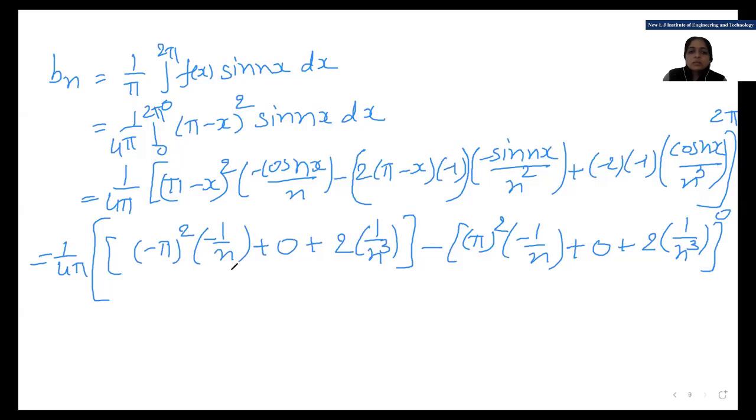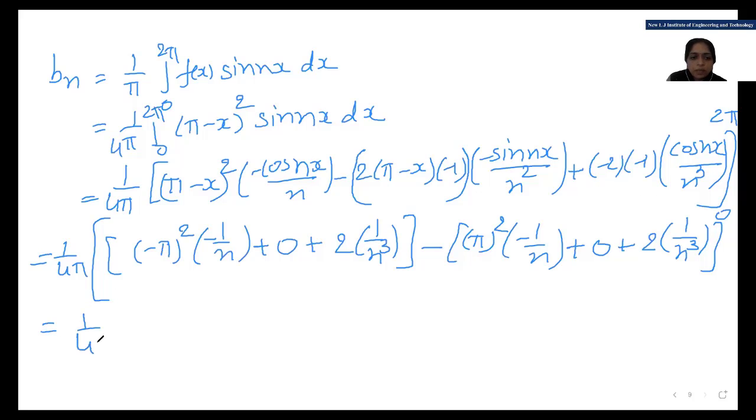Students, this is the main step for the solution of the example. Most of the students did the integration very easily, but they make the mistake when they apply the limits. So please be careful when you are applying the limits. A little mistake of plus or minus sign will give you the wrong answer. Okay, so be careful when you are applying the limits.